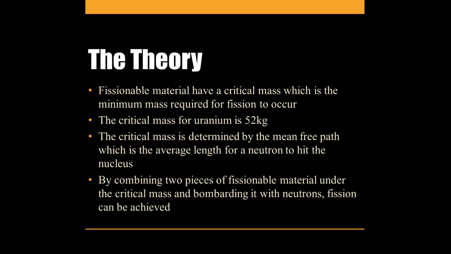The average length a neutron has to travel to hit a nucleus is called the mean free path. For the chain reaction to occur, the diameter of the fissionable material should be the same or greater than the mean free path. The mean free path also determines the critical mass, which is the minimum mass required for fission. The critical mass for uranium is 52 kilograms with a diameter of 16.5 centimeters. If there is exactly critical mass of uranium triggered to fission, the chain reaction will go on, but it will not create an explosion. The mass should be supercritical for it to be able to release enough energy for a bomb.